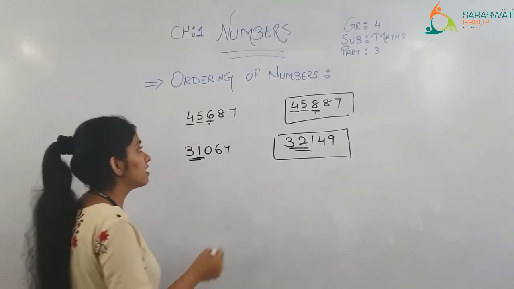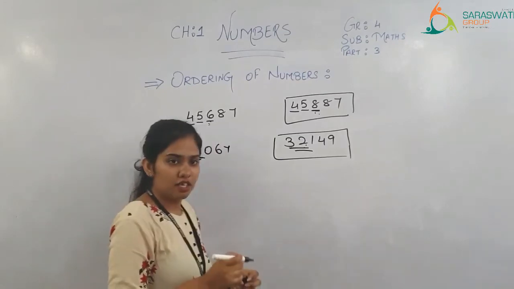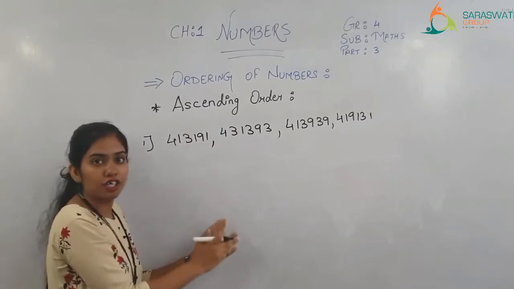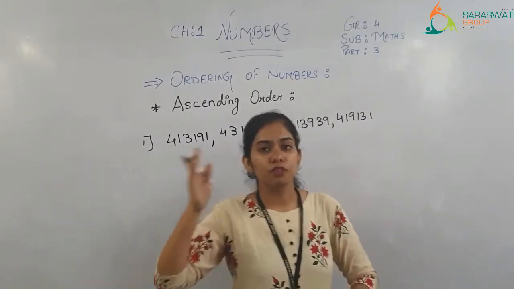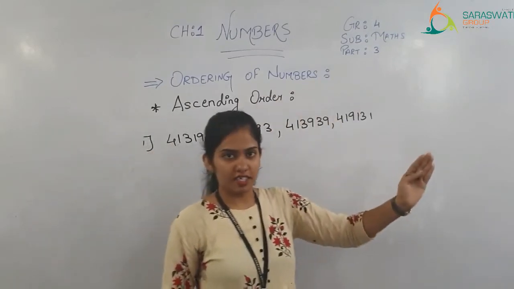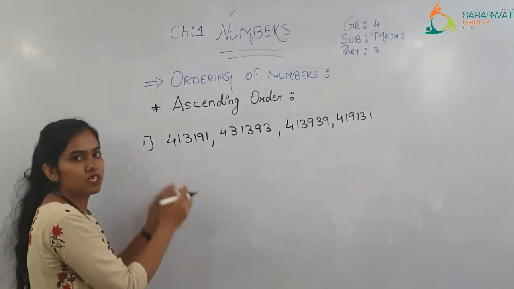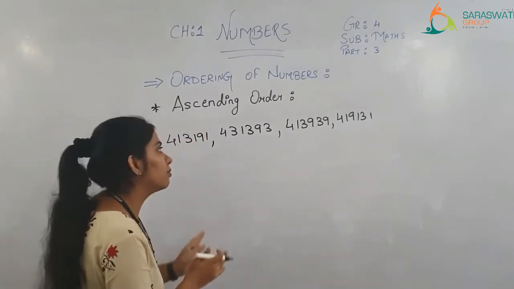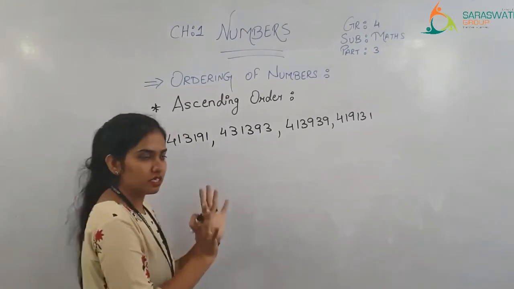Now let's understand how to place these values in an ascending order. Right? These values in an ascending order. What is ascending order? To place the values from the smallest to the greatest one. So for that, as I have told you some of the steps, we will go according to that only. So that we will come to know which value is smaller and which value is greater.